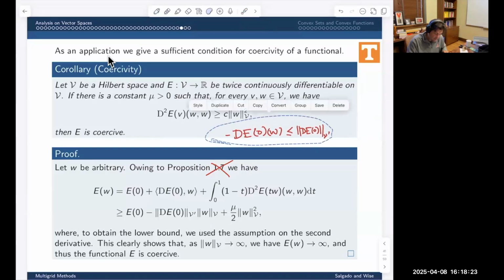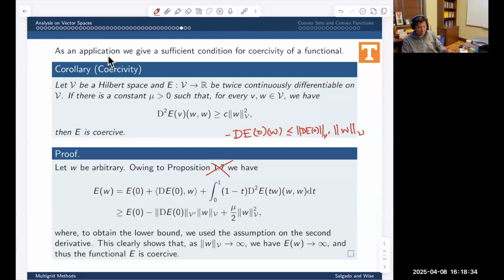Okay, that's the operator norm times the norm of W in V. So this is just a property of operator norms. In the classical linear algebra or numerical analysis setting, we called this the continuity of the norm, essentially the continuity of the operator norm.